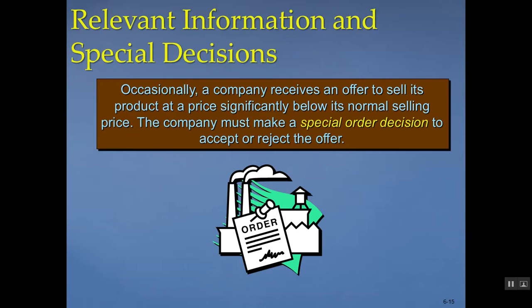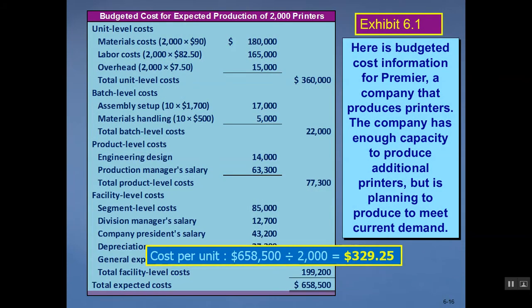Let's talk about how we frame this decision. Here's the current budgeted production information for Premier Company. The company manufactures printers with a unit cost of each printer of $329.25. You can see the costs are broken up by unit level, batch level, product level, facility level, and then totals. Here we have $658,500 in costs for 2,000 printers, and that's how we get the $329.25 per printer.